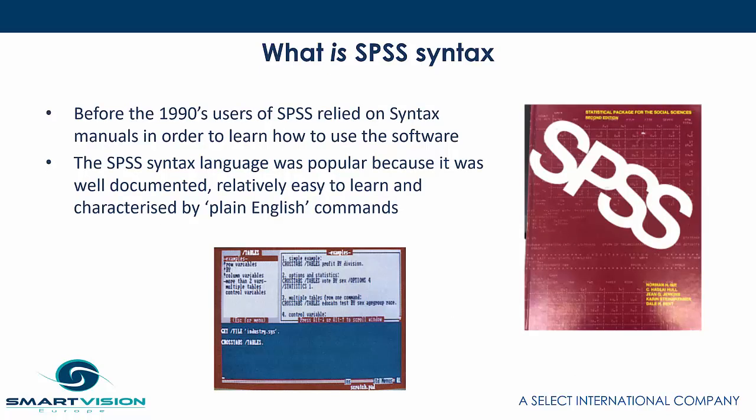So before the 1990s, users of SPSS relied on syntax manuals in order to learn how to use the software. If you wanted to run a particular procedure and you weren't really familiar with that procedure, you looked it up in one of these big manuals. And believe it or not, the syntax was actually quite popular because it was regarded as relatively easy, and because these manuals meant that it was very well documented. So people liked it because it was fairly easy to use. It tended to use quite plain English commands. If you wanted to run a crosstab, you typed in crosstabs. If you wanted to run a frequency table, you typed in frequencies, that type of thing. So it was fairly straightforward, and it was well documented. And people really liked it.